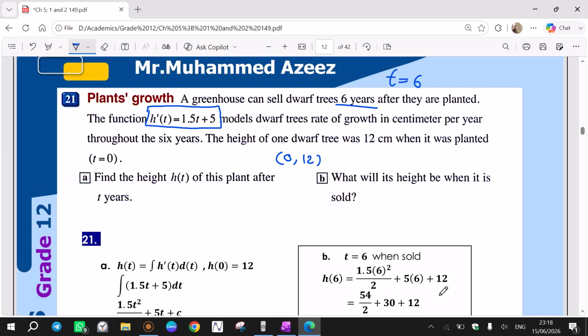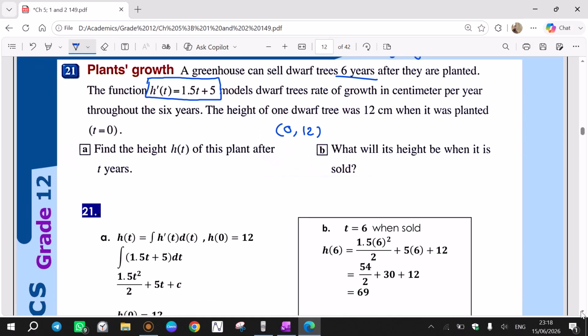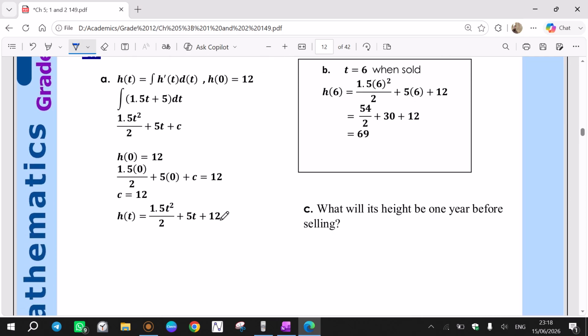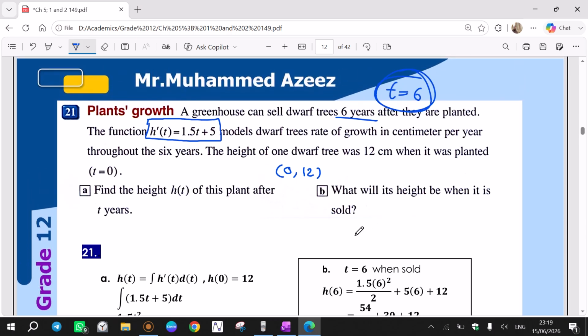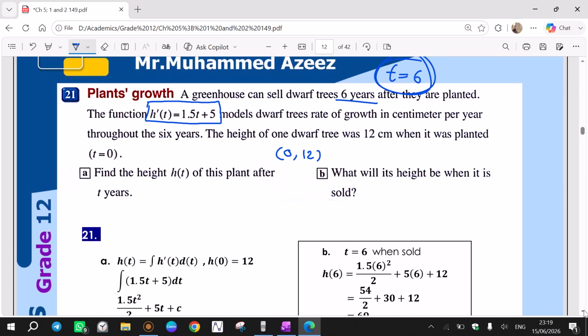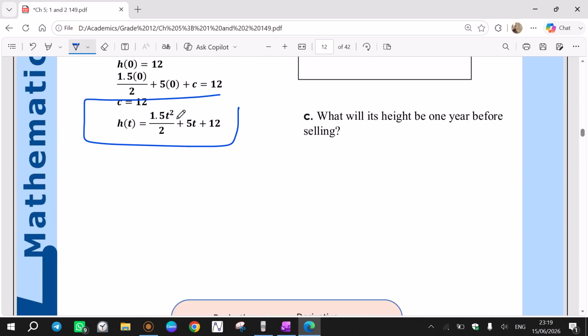Then in part b, after finding the function h of t, it is asking what will the height be when it is sold. When the plant is sold, t equal to 6. I found the function h of t. It's here. Just input 6 in place of t. 1.5 multiplied by 6 squared divided by 2 plus 5 times 6 plus 12.